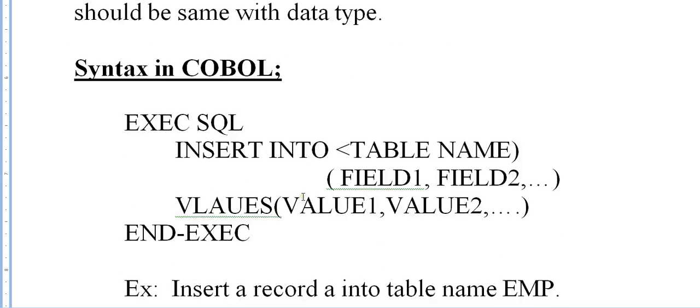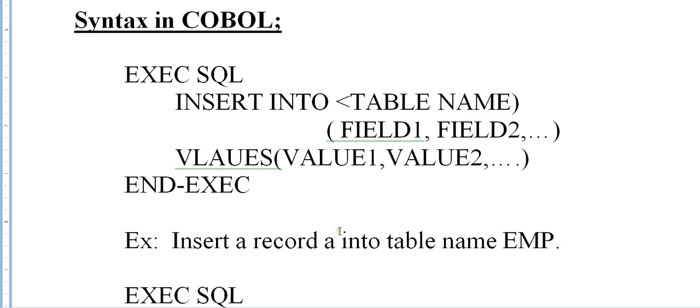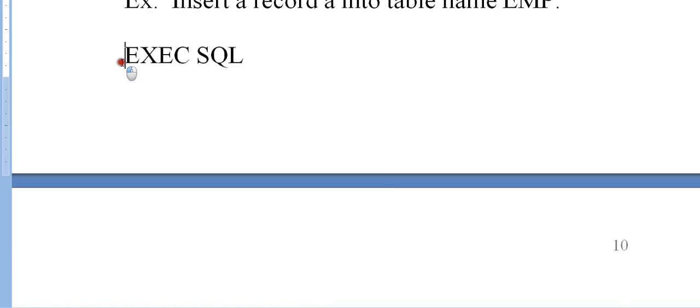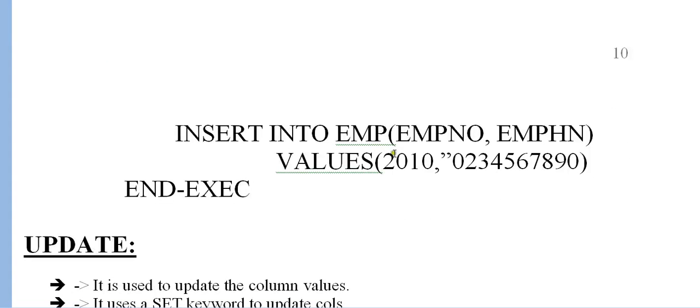So what is the syntax in COBOL? It starts with EXEC SQL, INSERT INTO table name, fields and the values, right? The number of fields and the number of values should match. For example, insert a record into the table EMP. Start with EXEC SQL, INSERT INTO EMP, EMP number, EMP phone. I'm entering two fields, the employee number and the employee phone. So that's it, and END-EXEC.